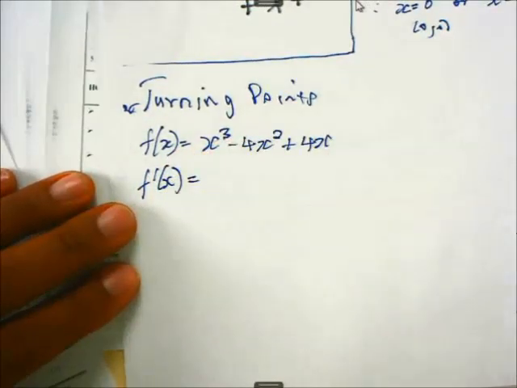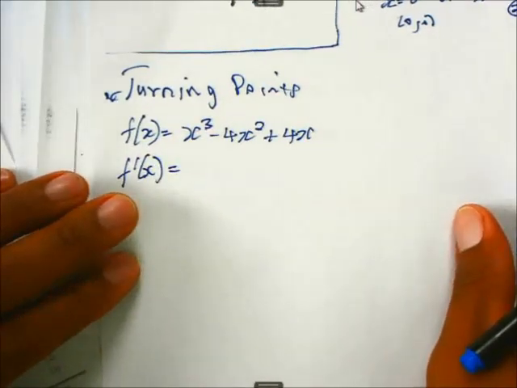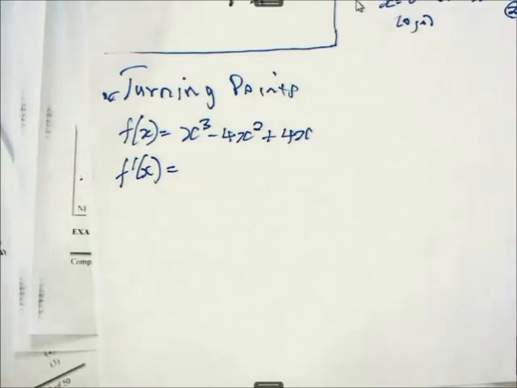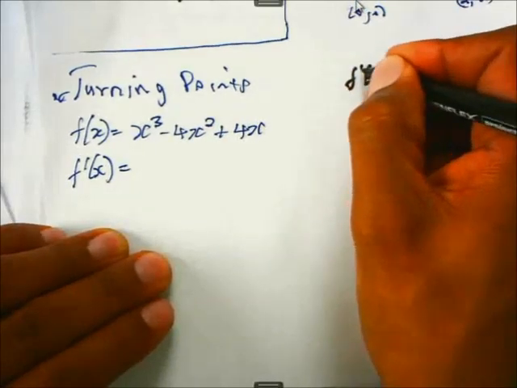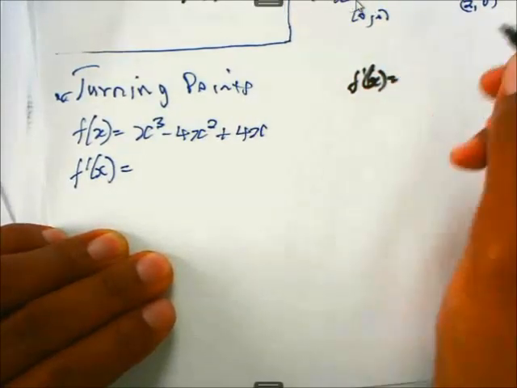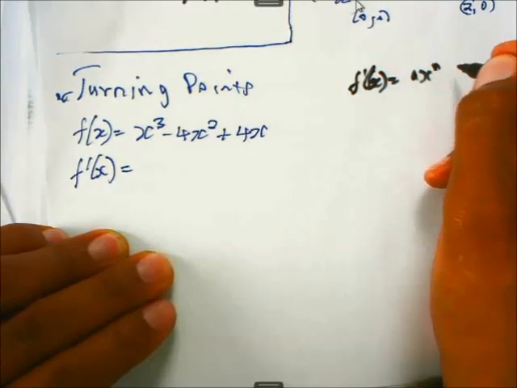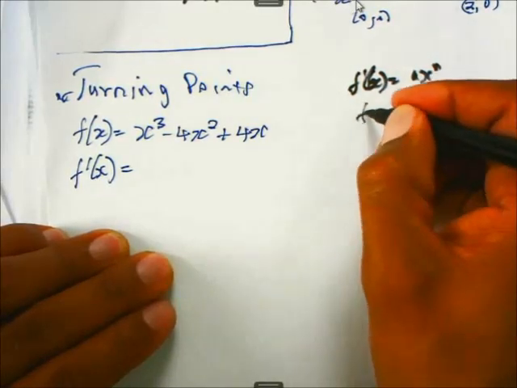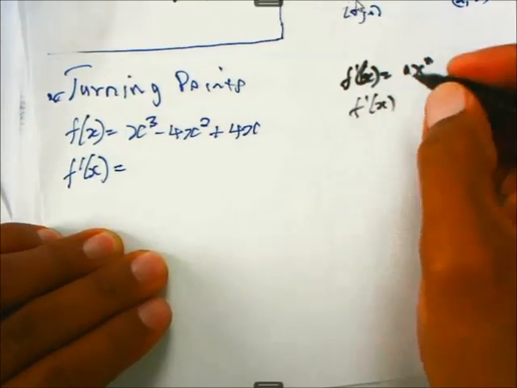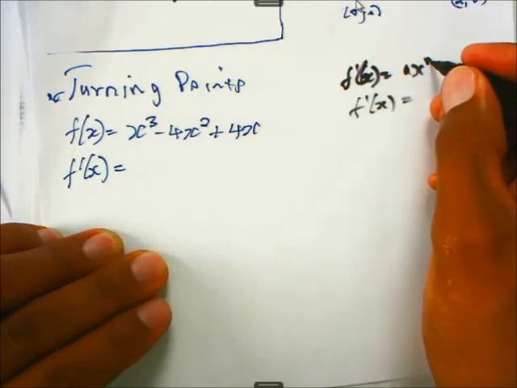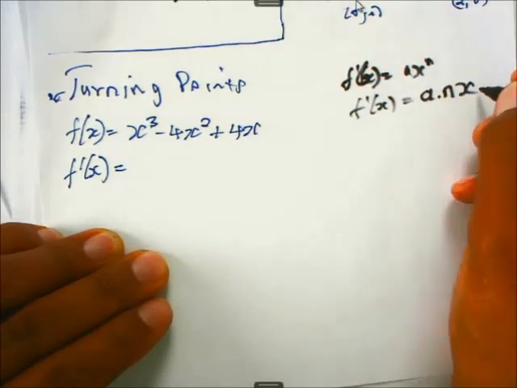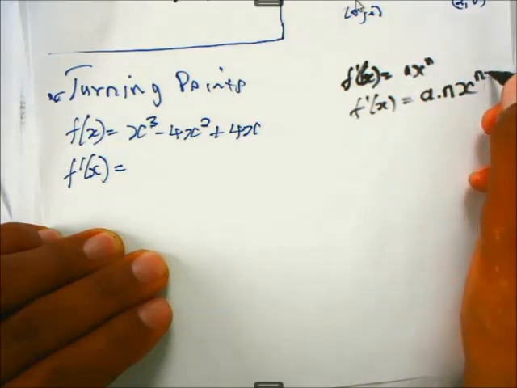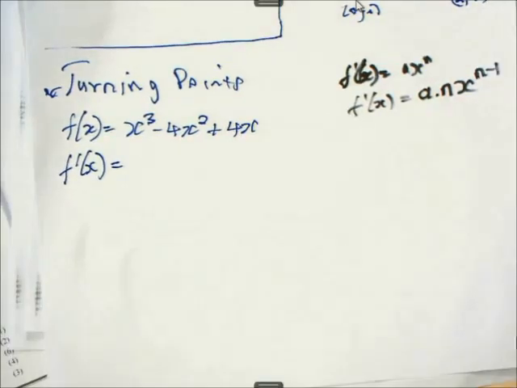Do you still remember how to find the derivative? Yes, you remember. If you have f of x is equal to ax to the power of n, now f prime of x will then be, you take n, multiply by a, you have a times n, and then x, and then from that n, you just subtract 1 there. You would have something like that.